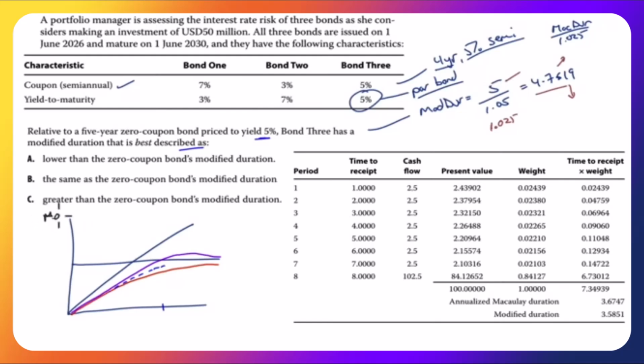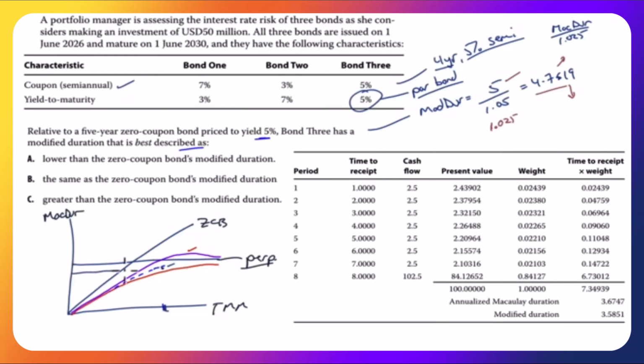If we think about Macaulay duration versus time to maturity, we know a zero coupon bond has a 45-degree angle from the origin. A perpetuity, this is the perpetuity here, is a straight line. We know that a premium bond will always be below the perpetuity in terms of Macaulay duration. The discount bond can climb a little higher than the perpetuity, but we have a par bond. So there it is in blue. It'll be more than the premium bond, less than the discount bond.